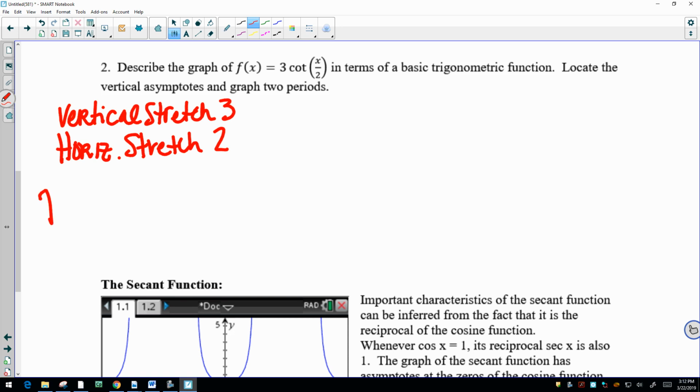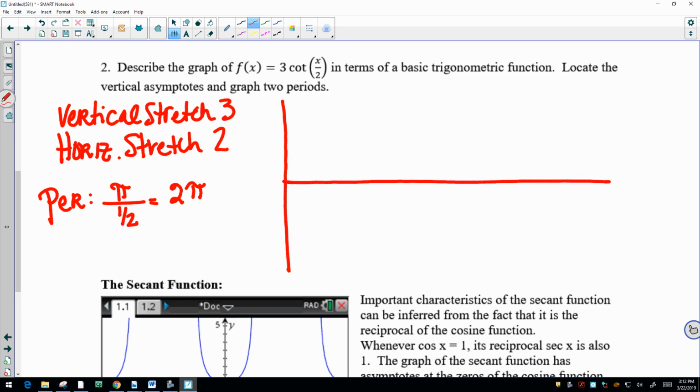And then before we graph it again, let's figure out the period. So the period starts off with pi over b. Our b value is 1/2. So think copy, change, flip. That's going to give me 2 pi. Okay, so if that is a value of 2 pi, and I want 2 periods, so 1 period is 2 pi, 2 periods is 4 pi, and then remember, I only need to take half. So now I have all of my markings.